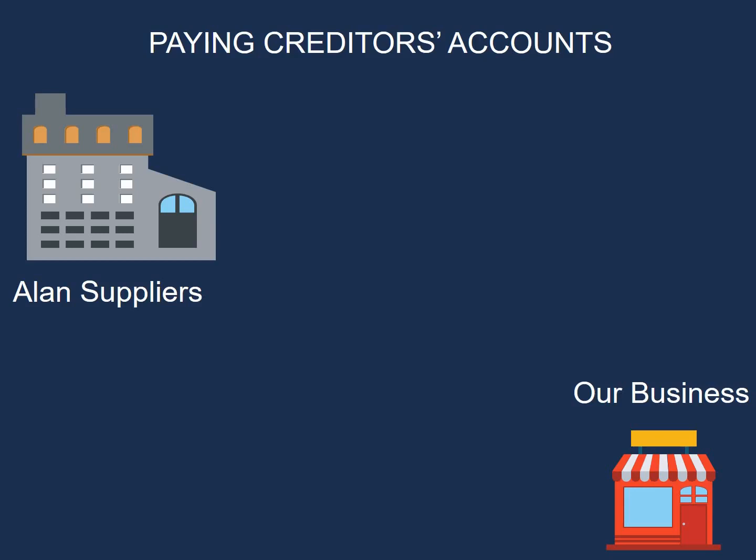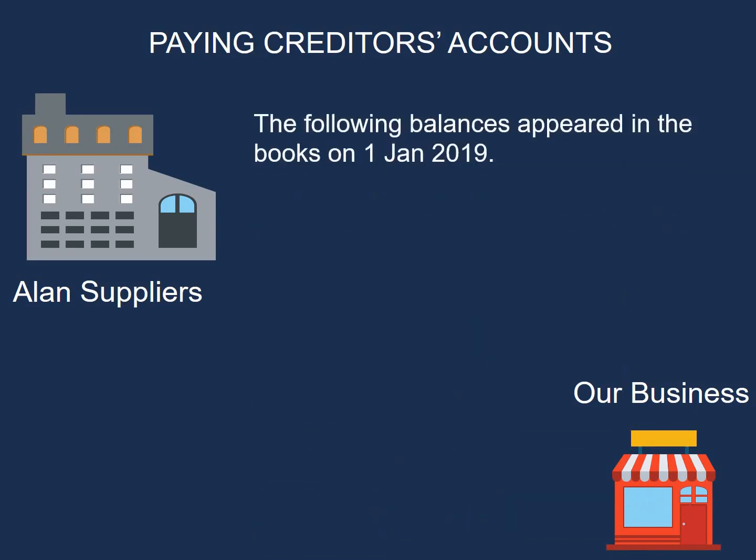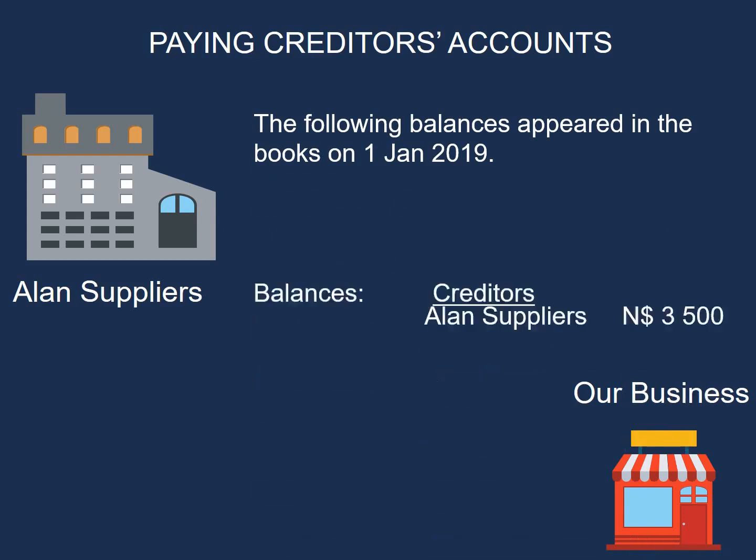Now let's have a look at paying creditors' accounts. Now we have our business and then we have Allen Suppliers. The following balances appeared in the books on 1 January 2019.